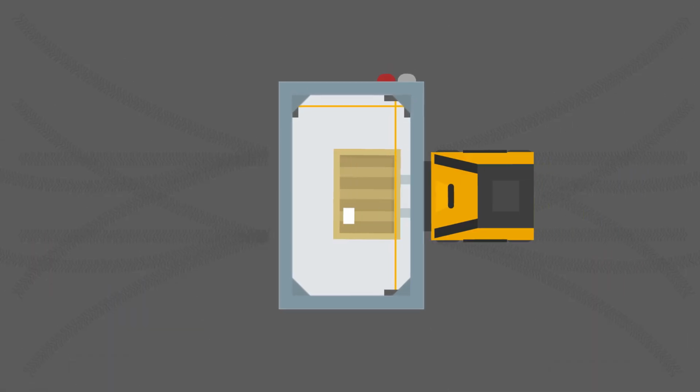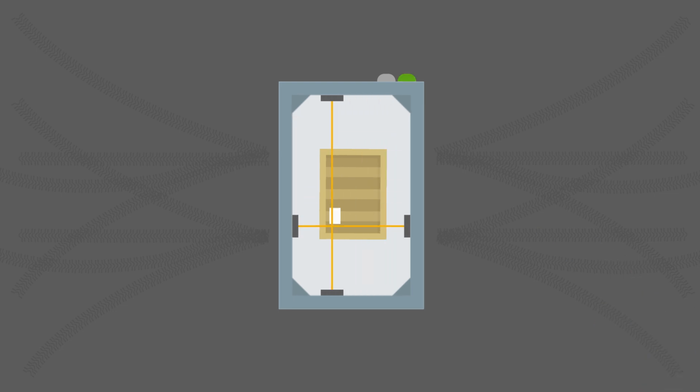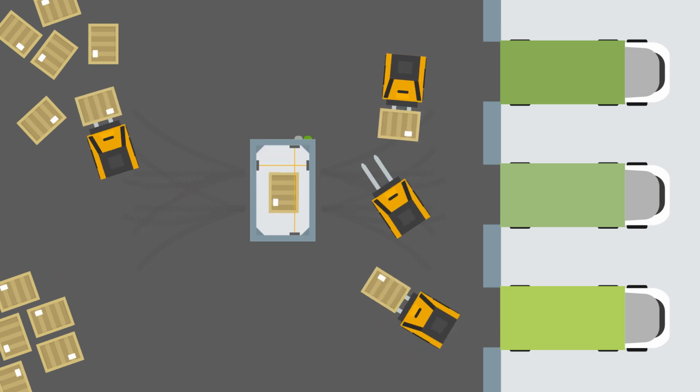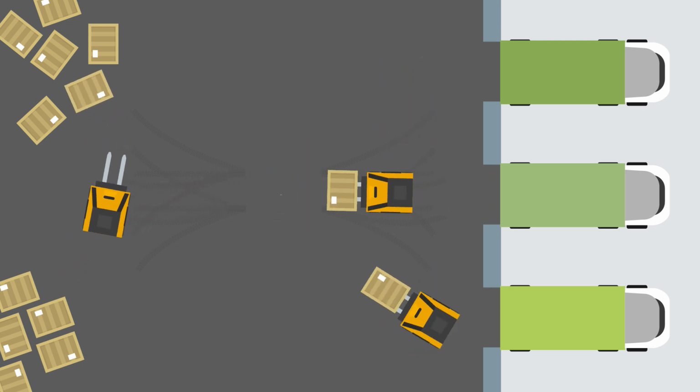Singular measuring stations, which are normally used to solve this problem, can only measure stationary and freestanding cargo. This slows down warehouse operations drastically and creates costly bottlenecks in the loading process.